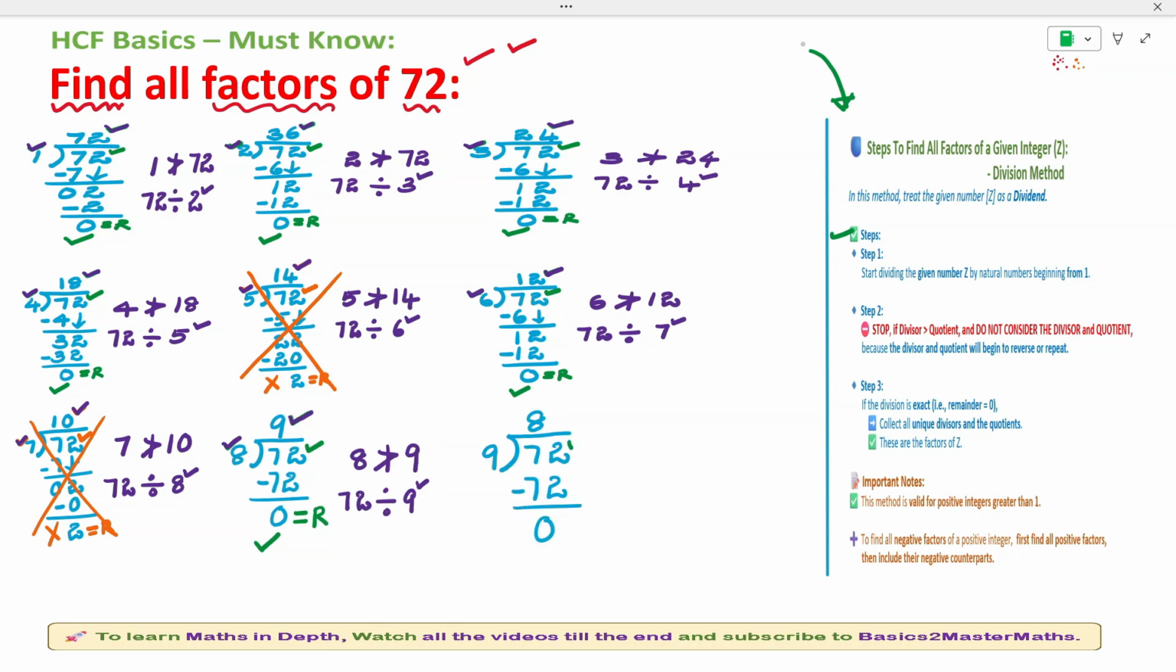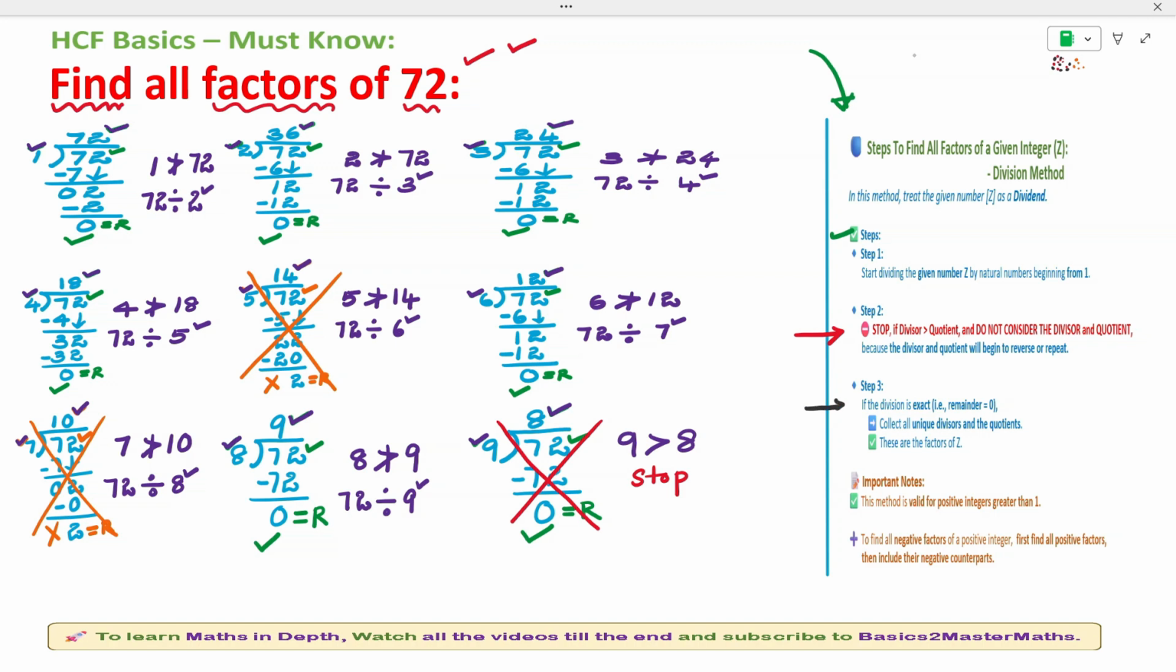When we divide 72 by 9, we get 8 as the quotient and 0 as the remainder. So, this division is exact. In this case, the divisor 9 is greater than the quotient 8. So, as per the rule, please stop here and do not consider this step.